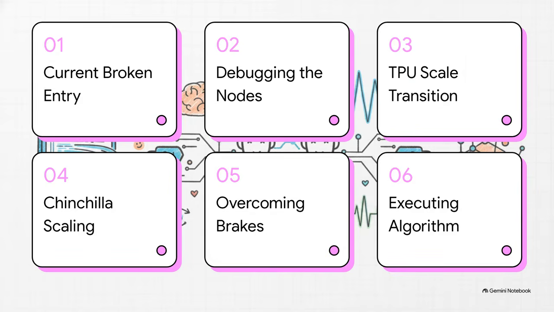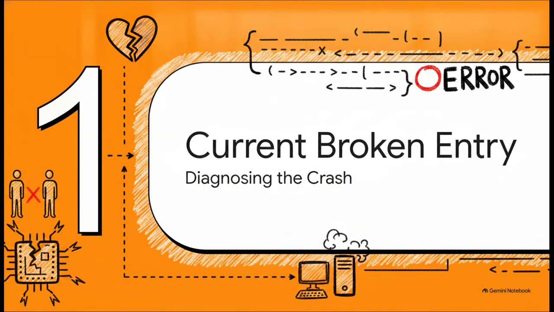Okay, so here's the pipeline for how we're breaking this down today. 1. The current broken entry. 2. Debugging the two nodes. 3. The TPU scale transition. 4. The chinchilla scaling law. 5. Overcoming the prefrontal brakes. And finally, 6. Executing the physical algorithm. Starting right off with Section 1, the current broken entry, diagnosing the system crash.